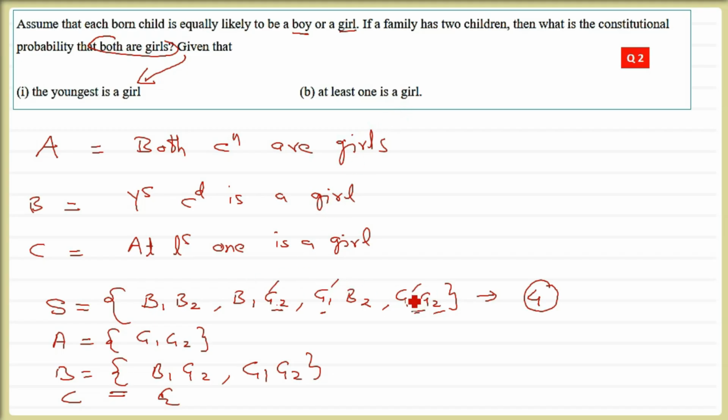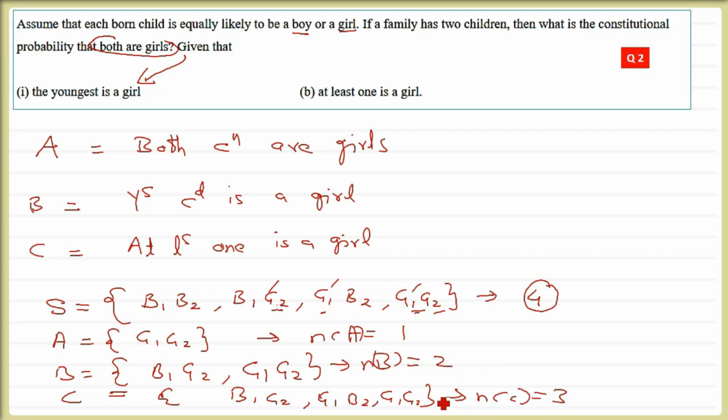Now for C, at least one is a girl, so only boys you can remove, the others have one or two girls. B1, G2, G1, B2 and G1, G2. Now in A, what is the number of elements? NA is 1. In NB, we have B1, G2 and G1, G2, that is 2. In NC, we have 3. Now we have to find out different intersections.